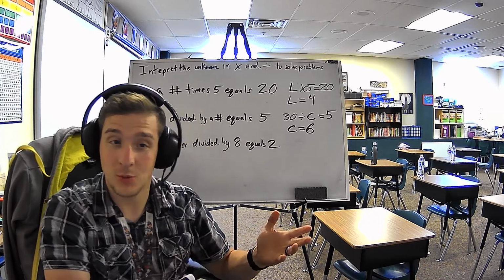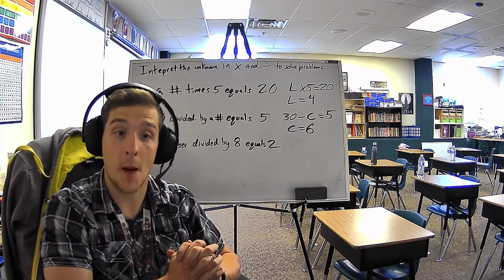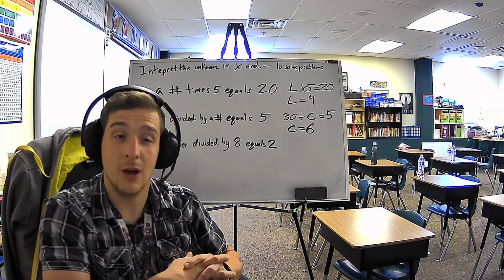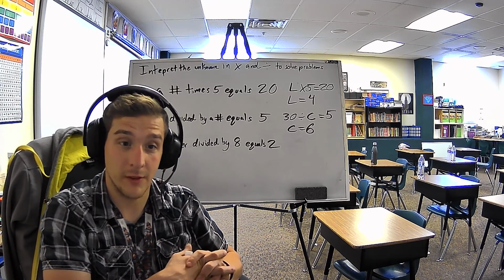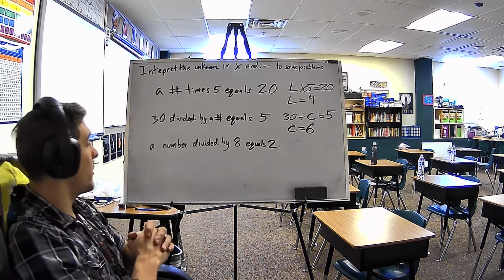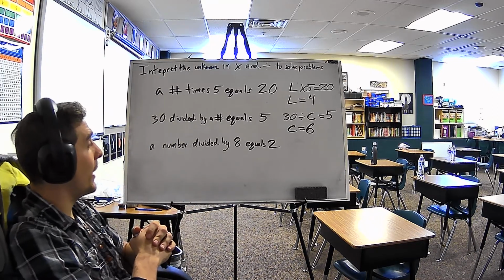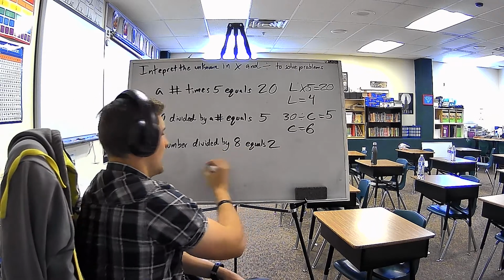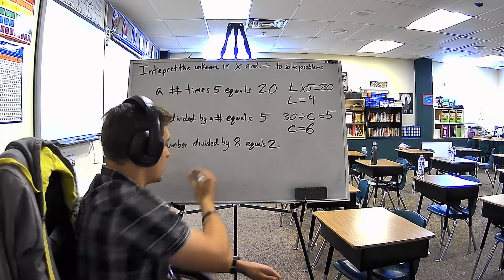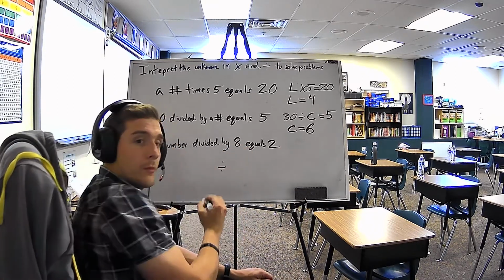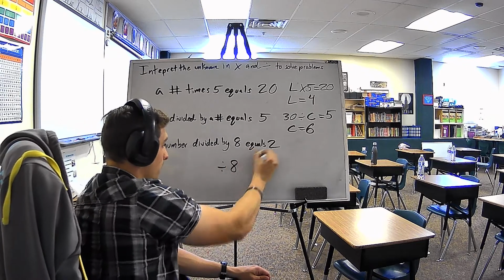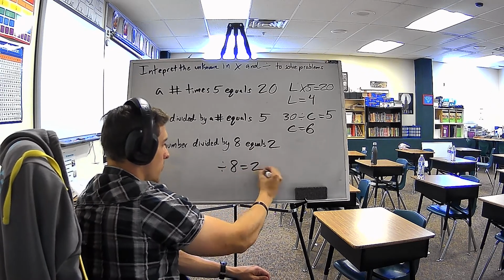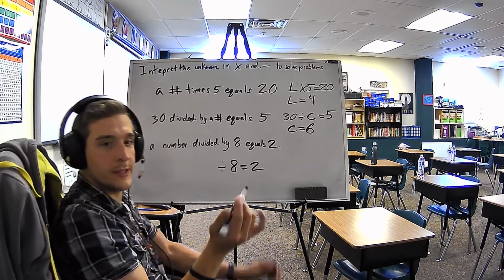But we'll give you guys one more example as probably the most common one that you're used to without really recognizing that you're solving for this. So one of the other examples is a number divided by 8 equals 2. So for this one, something divided by 8 equals 2. And for this one, let's use t.